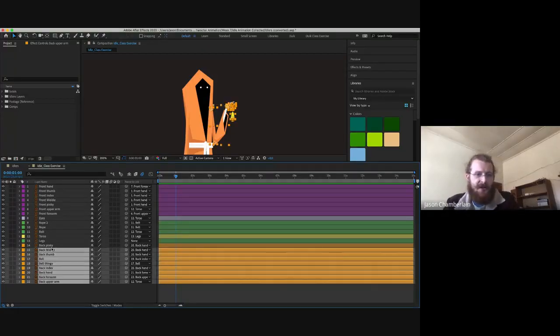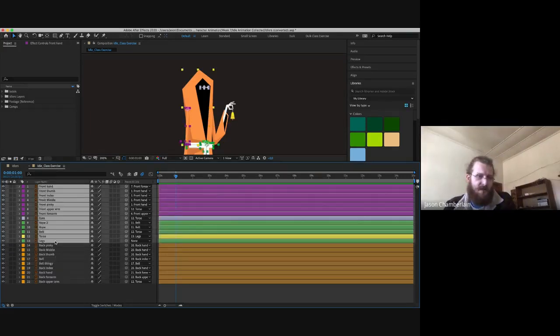Okay, so we're only going to be taking a look at the orange layers today. What I'm going to do is select layers 1 down to 13. I'm going to make them shy and I will lock them as well. That way we're only looking at this.